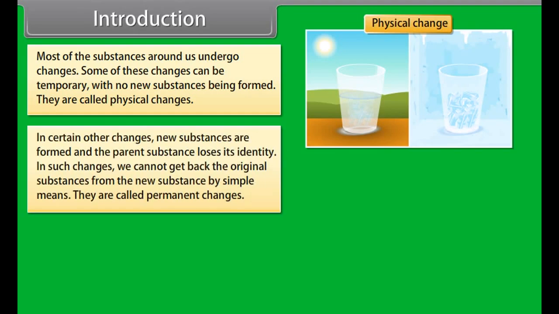In certain other changes, new substances are formed and the parent substance loses its identity. In such changes, we cannot get back the original substance from the new substance by simple means. They are called permanent changes.